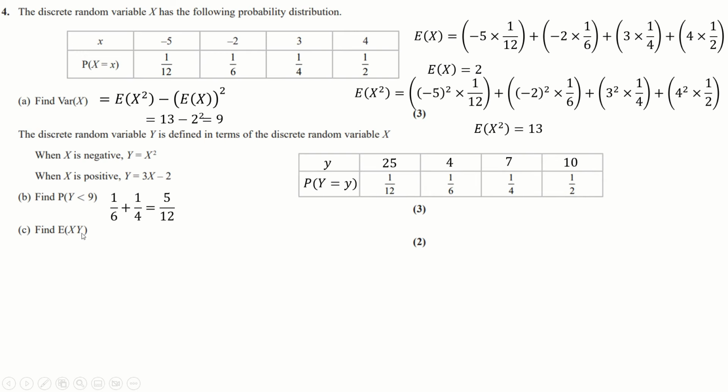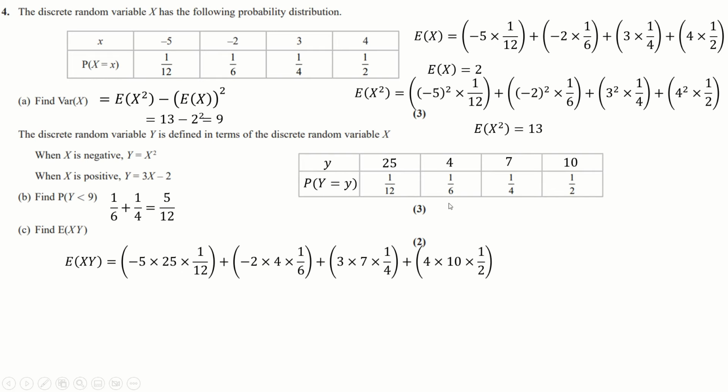Find E of xy. Now, E of x squared was just when you did this times itself, then times the probability. It's just x times x, right? So when you have xy, that's just x times y. So it's just this times the probability, plus this times the probability, plus and so on. And we end up with this eventually. I just type it into the calculator, obviously, and move on.